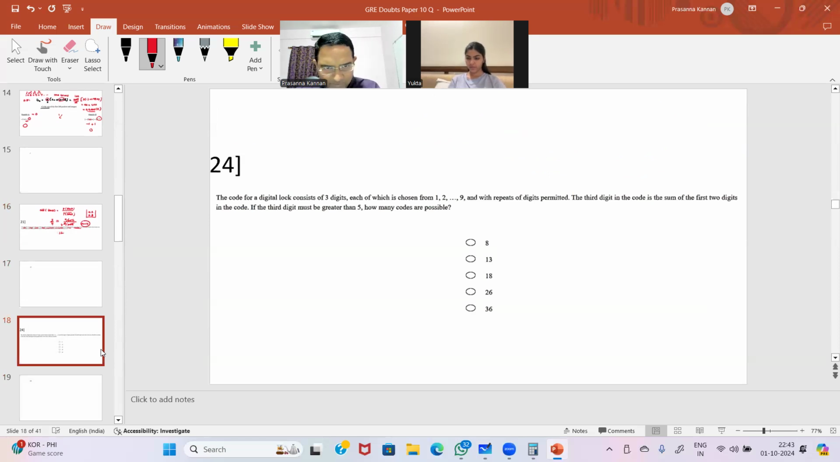I think this was also your doubt. 24th. The code for a digital lock consists of 3 digits, each of which is chosen from the digits 1 to 9, with repeats of digits permitted. The third digit in the code is the sum of the first 2 digits in the code. If the third digit must be greater than 5, how many codes are possible?